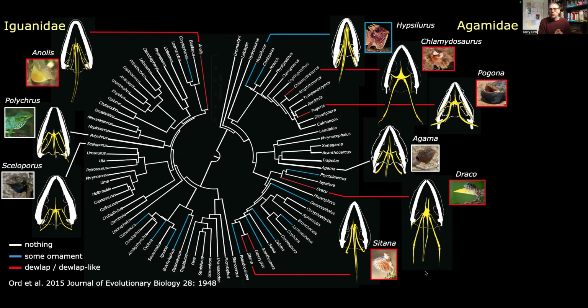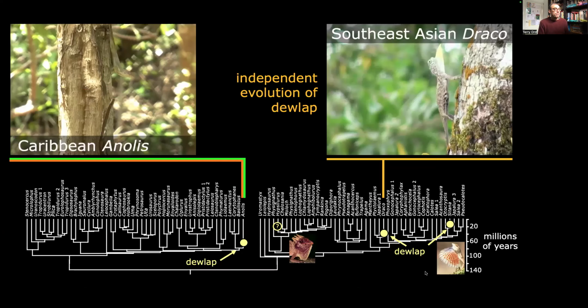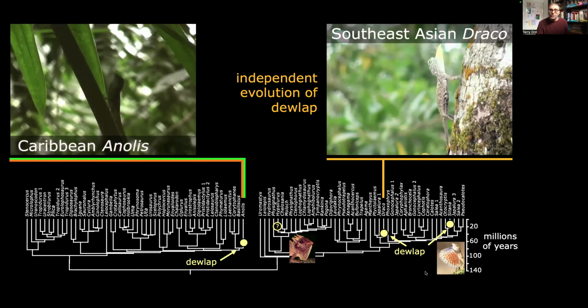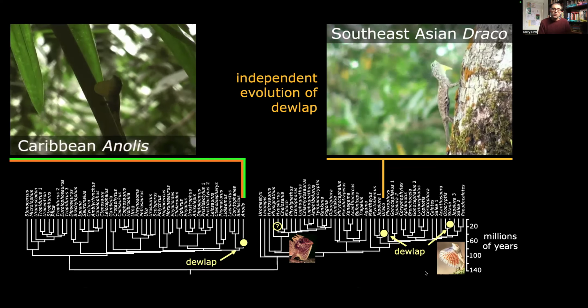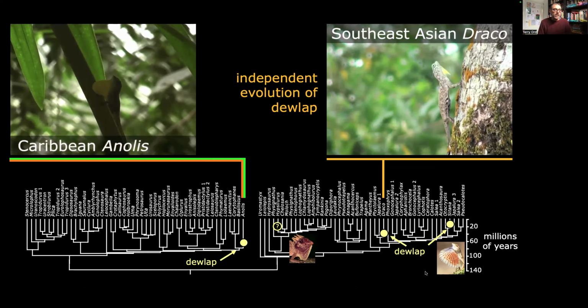We've got these wonderful frilled lizards and bearded dragons in Australia, but we've also got the independent evolution of the dewlap in at least two other groups, Sitana, which I'm not going to talk about today, and Draco, Southeast Asian lizards, which I am going to now focus on. So what we have here is the evolutionary tree that we just showed, but now it's flattened out, showing the independent origins of that dewlap. This is what it's like in the Caribbean anoles that we've just been talking about. And this is what it looks like in the Southeast Asian Draco.